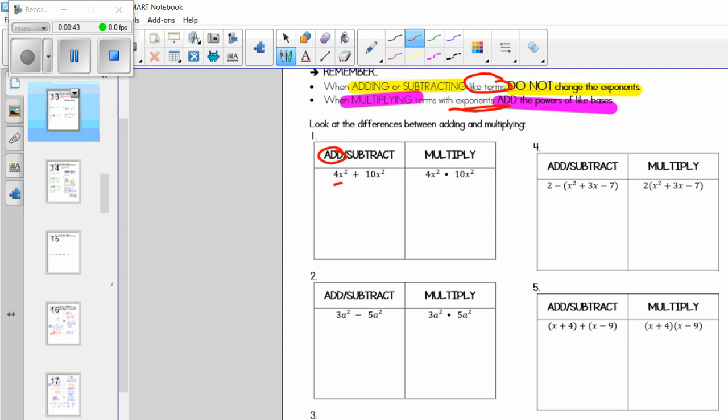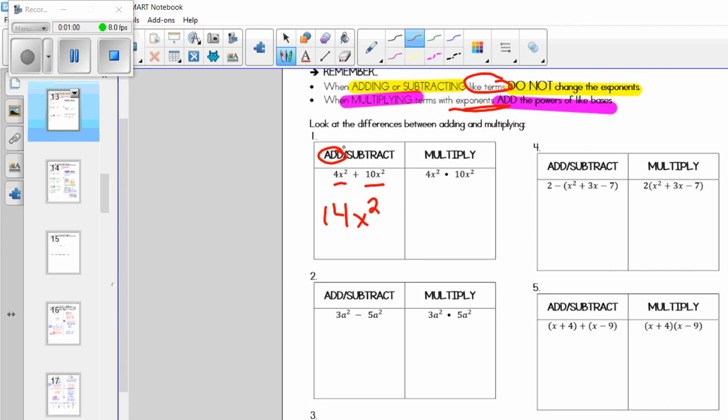When I add, I have a 4x squared plus a 10x squared. Since they both have an x squared, they are like, and I can add them, so it would be a 14x squared as the final answer. You don't change anything about the x squared, you're just adding those coefficients.